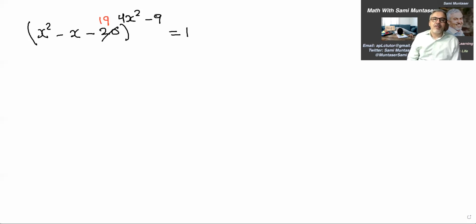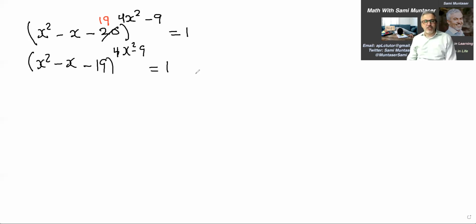Now, everybody's looking at this and saying, we have (x squared minus x minus 19) to the power of (4x squared minus 9) equals 1. And he expected me to solve this. That's like a quadratic to the power of another quadratic. What do? Do we log both sides? That's not gonna do us any good. So what do?